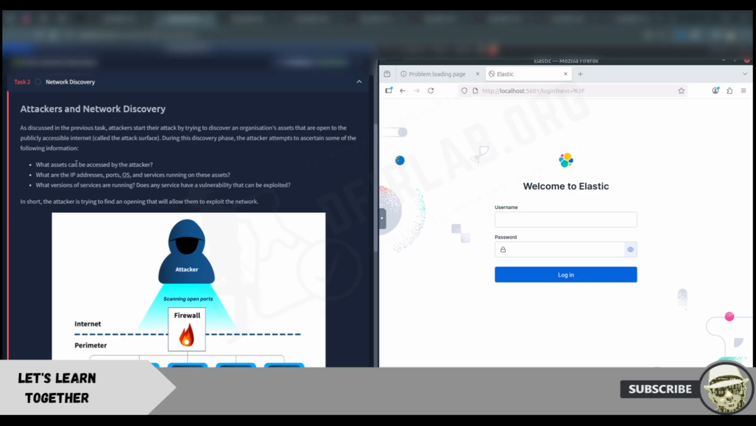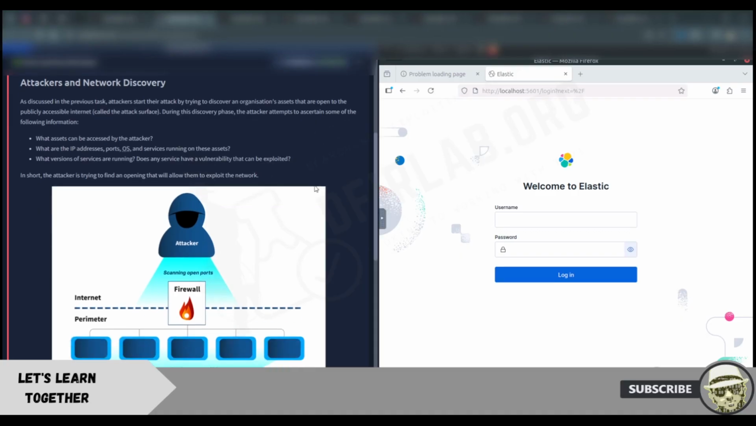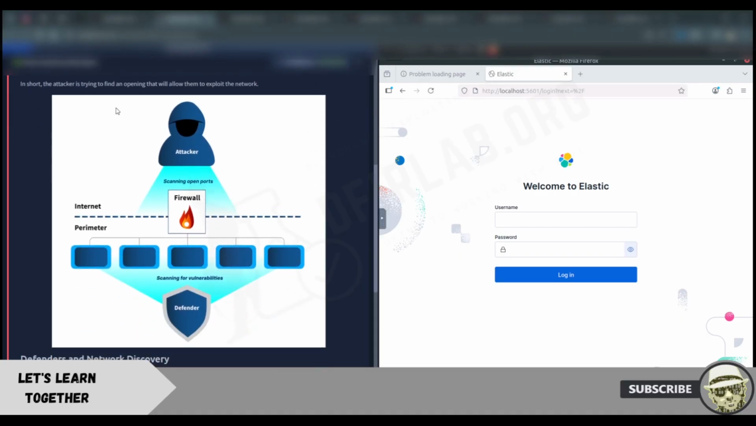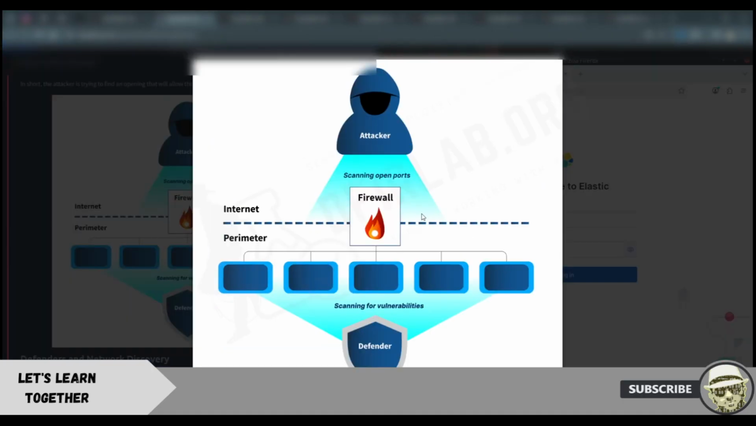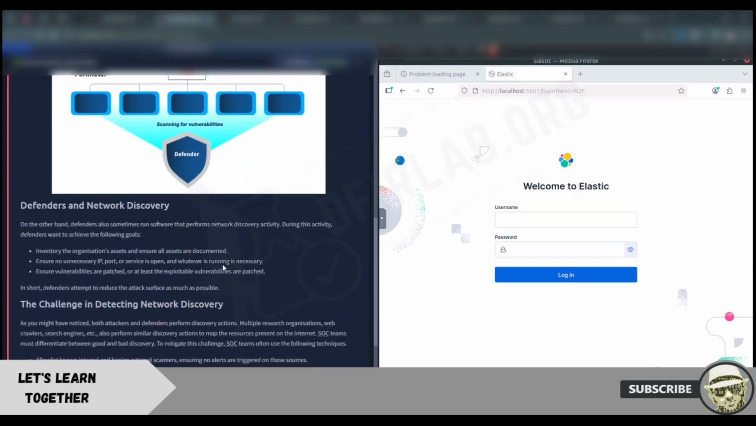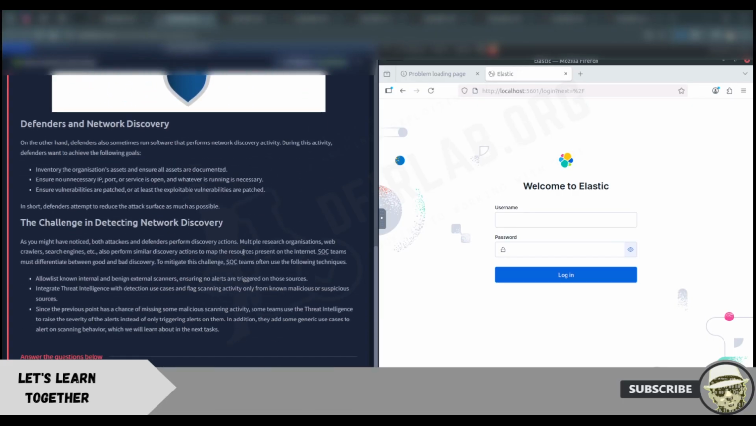What assets can be accessed by the attacker? What are the IP addresses, ports, or services running on those assets? What version of services are running? Does any service have a vulnerability that can be exploited? In short, the attacker tries to find openings, whatever he can, by scanning ports, and here we have the firewall that will mess with him.